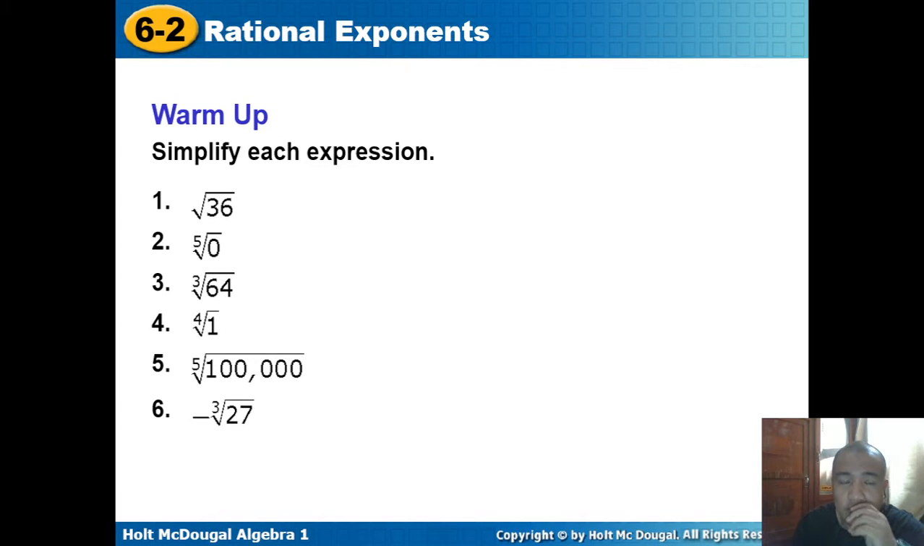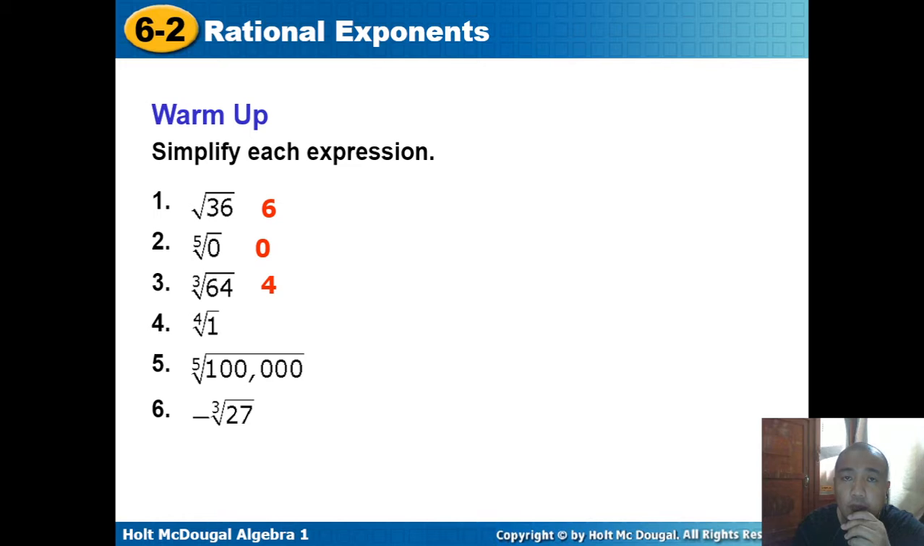Simplify each expression. Number 1, square root of 36. What's your answer? 6. Yes, 6 because 6 times 6 is 36. How about the fifth root of 0? What's your answer? 0. Number 3, what is the cube root of 64? 4 because 4 times 4 times 4 is 64.